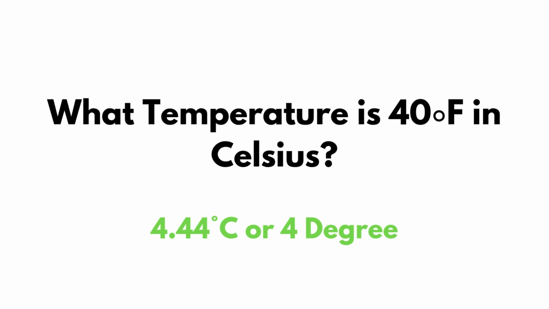And here's a pro tip. Never skip subtracting 32 first. If you just multiply 40 by 5/9, you get 22 degrees Celsius, a warm 72 degrees Fahrenheit. Totally wrong. Always subtract, then multiply. Don't forget to subscribe.